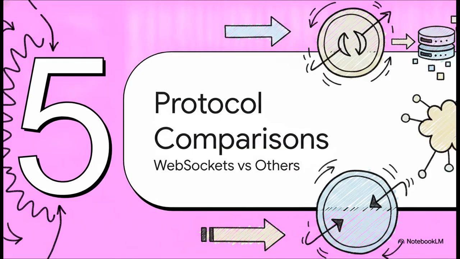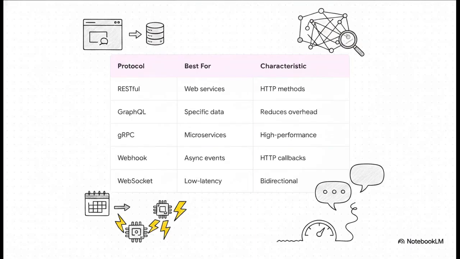So where does this fit into the bigger picture? Let's look at Section 5, WebSockets versus other protocols. Looking at this matrix, we've got some great context. We have RESTful APIs, which are ideal for your standard web services, where you're just pulling data. GraphQL lets you request very specific data to cut down on network overhead. Then there's gRPC, which is high performance, uses protocol buffers, and is just fantastic for microservices architectures.